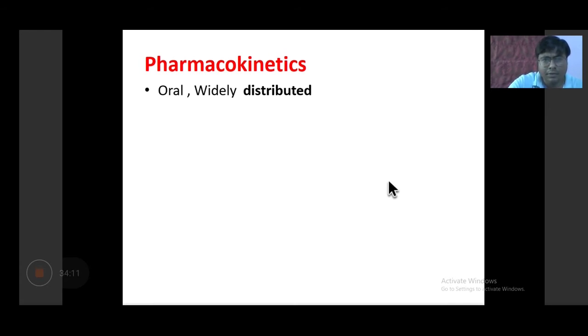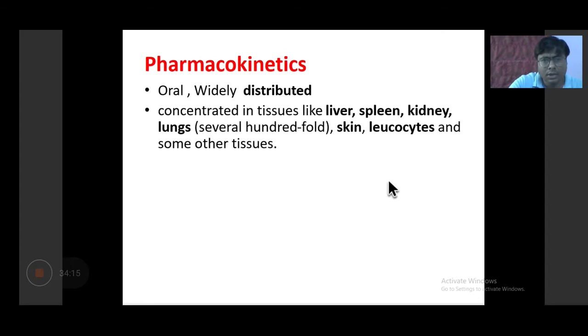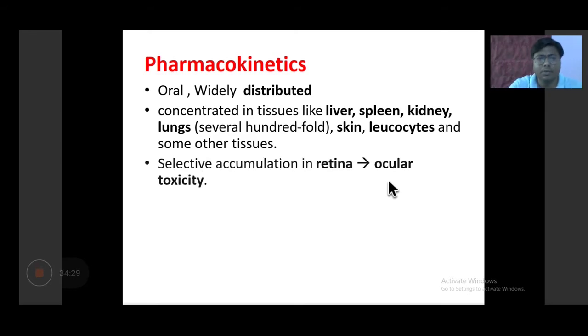Now the pharmacokinetics of chloroquine. Mostly we give chloroquine orally, and it is widely distributed. The good thing about chloroquine is that it gets concentrated into many tissues because of a very, very high volume of distribution: liver, spleen, kidney, lungs, skin, leukocytes, and other tissues. And that's why it is useful in many other conditions apart from malaria.